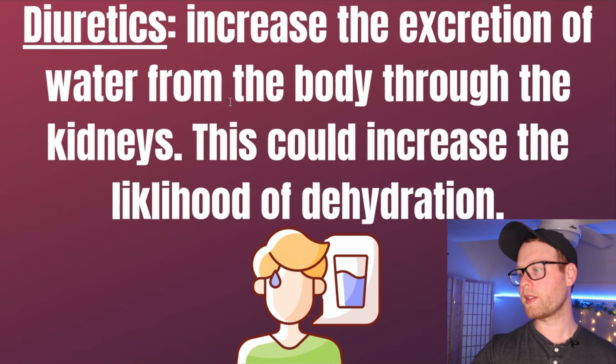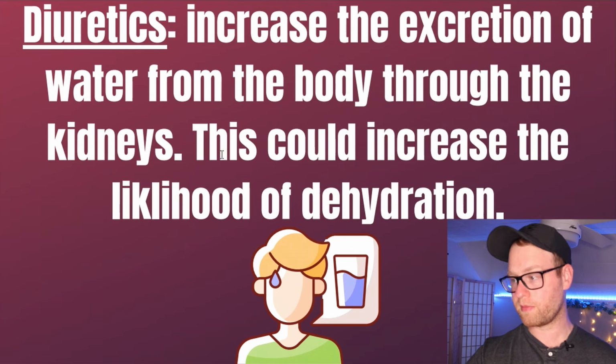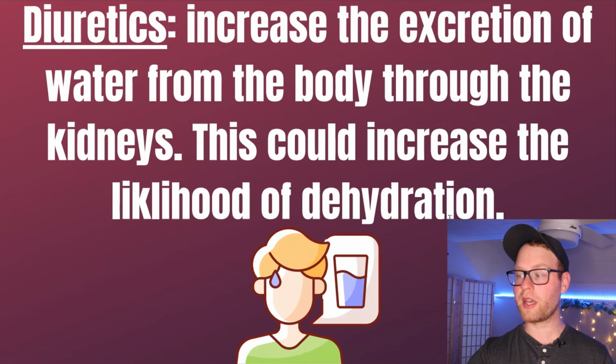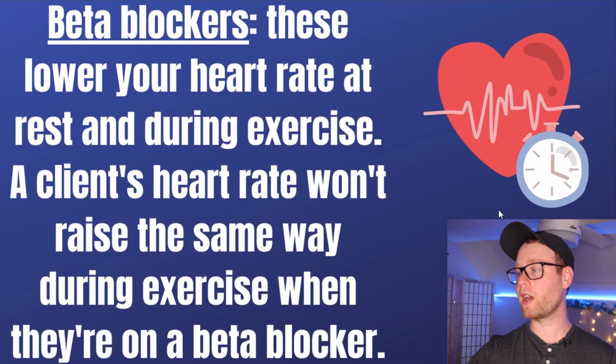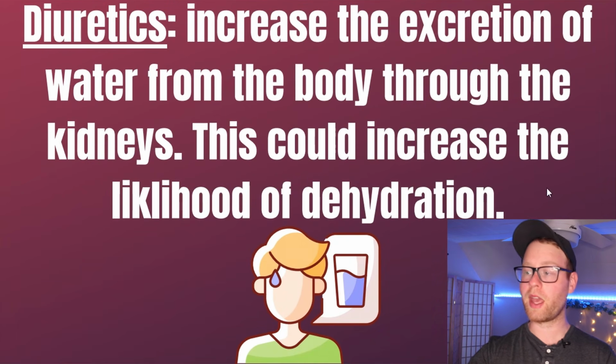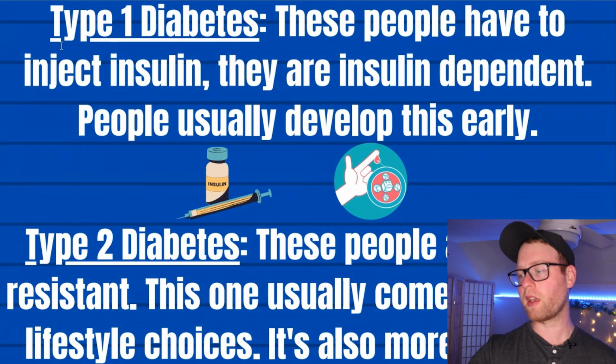Next up, we have diuretics, and these increase the excretion of water from the body through the kidneys. And this could increase the likelihood of dehydration, and of course that's relevant to us because we make people sweat for a living. So make sure you guys remember what beta blockers do and what diuretics do. Next up, we'll be talking a little bit more about diabetes, and we'll start with type 1.